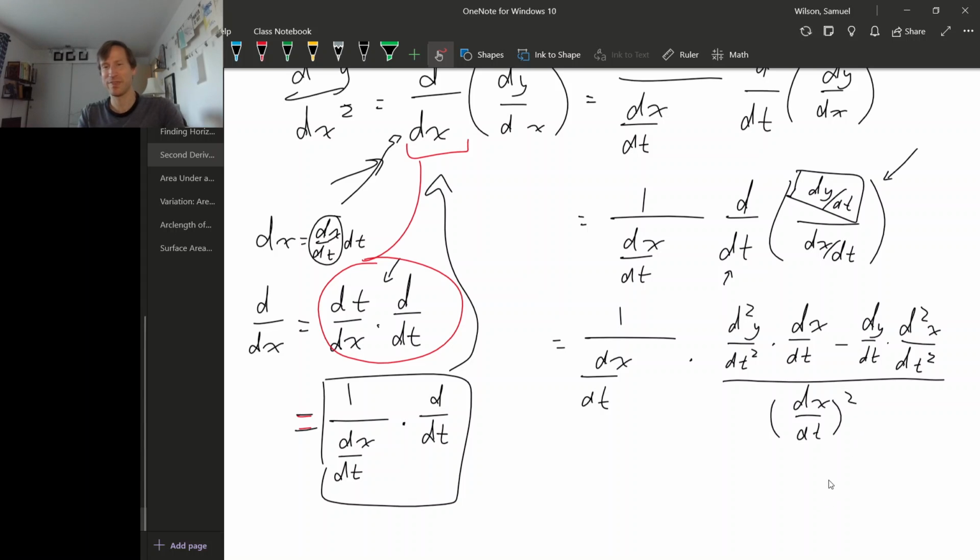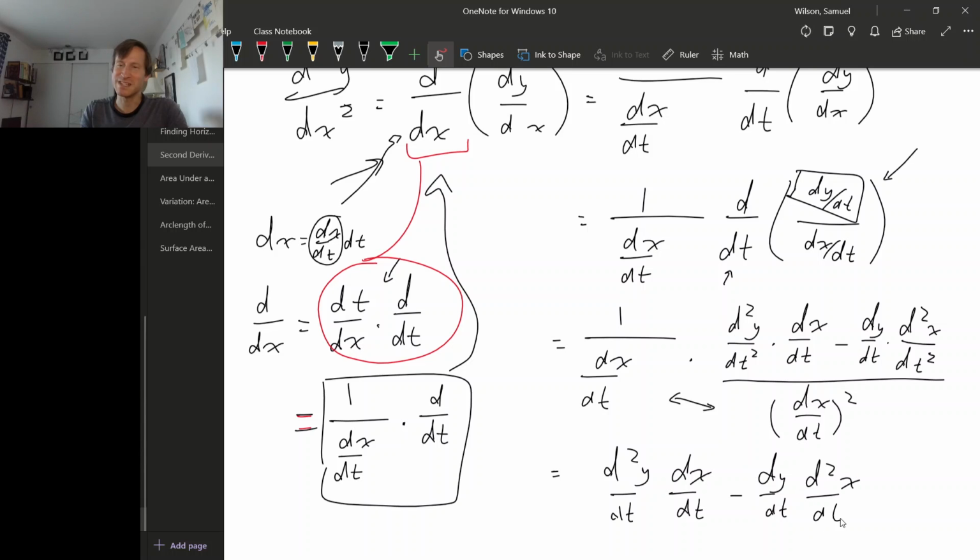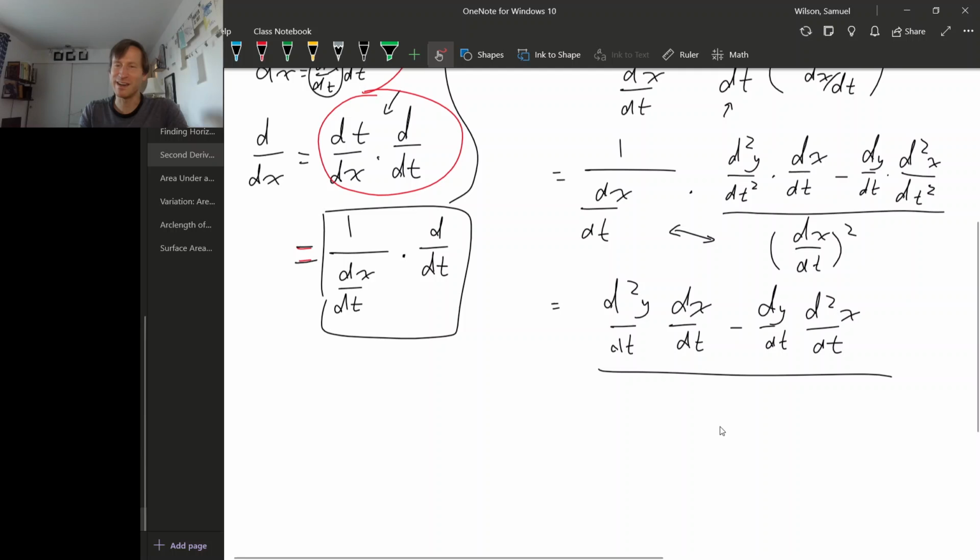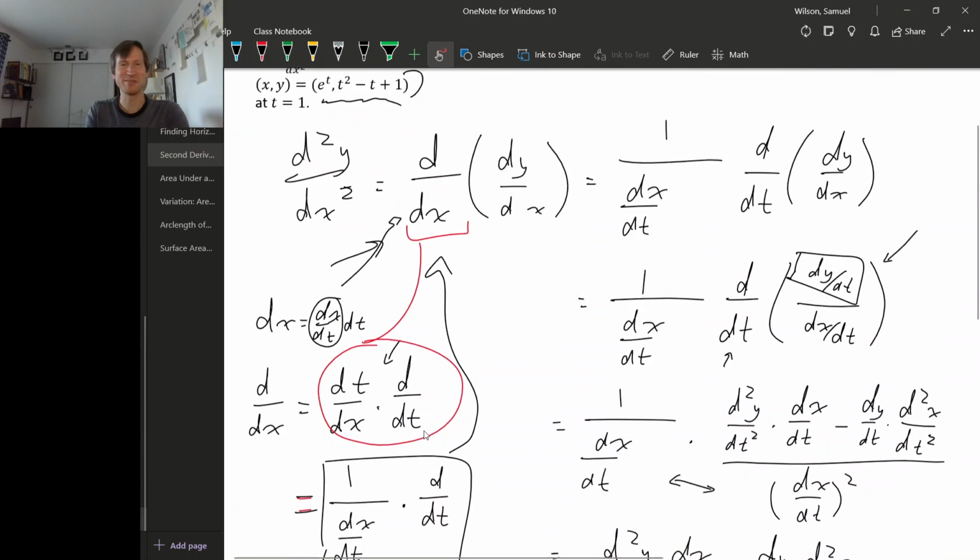All right, now if you look at this, there's actually another factor of dx dt in the denominator, so we get the second derivative of y with respect to t times dx dt minus dy dt times the second derivative of x with respect to t, divided by the derivative of x with respect to t cubed. Okay, so now we can actually start computing some derivatives.